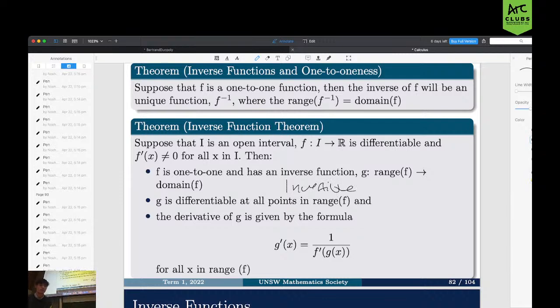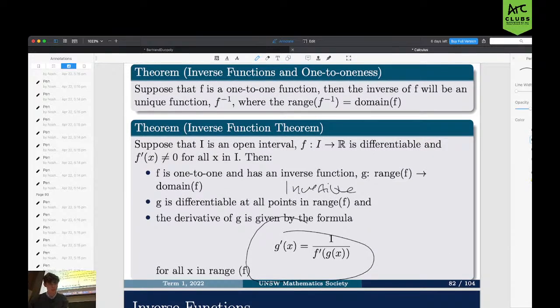Then we also know that its inverse g is differentiable at all points in its domain. Remember, the domain of g is the range of f. And also, we have a handy formula for the derivative g dash of x, right, of the inverse.